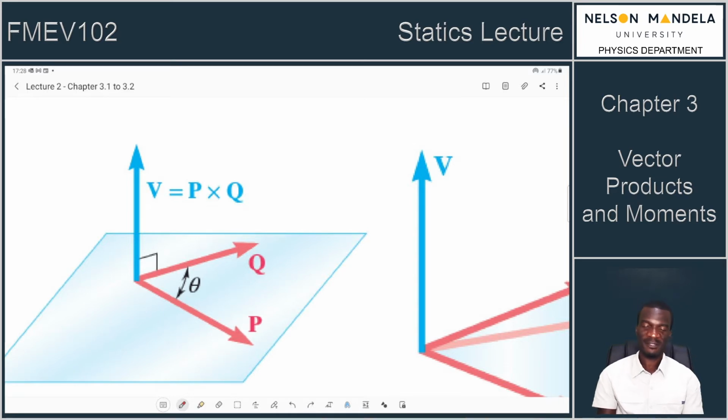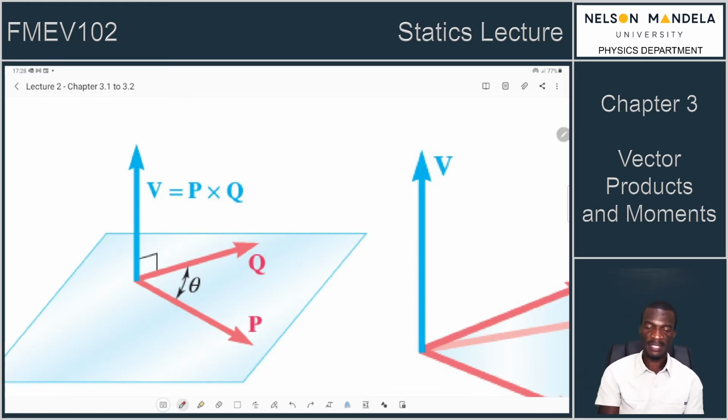If you then think of it the other way, do you notice that you're now forced to rotate in the opposite direction? So if you're now doing Q cross P, you are forced to rotate this vector the other way, and therefore you're generating a negative sense of the cross product.